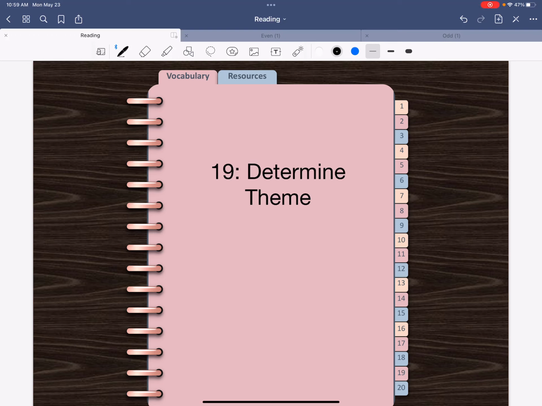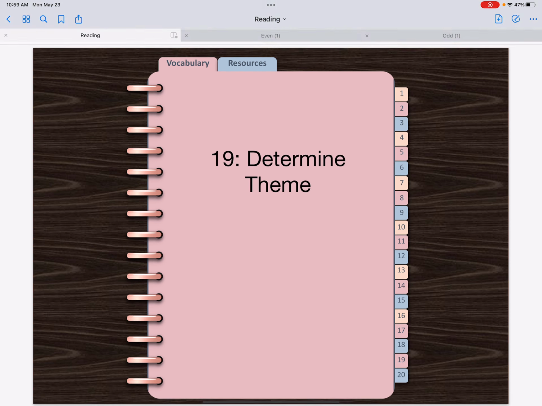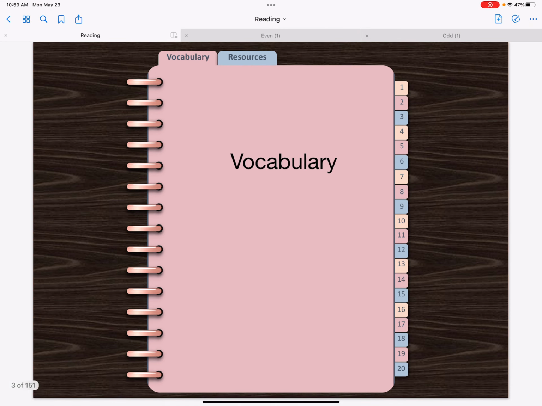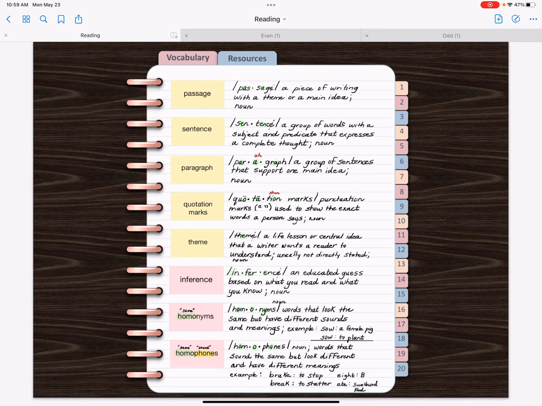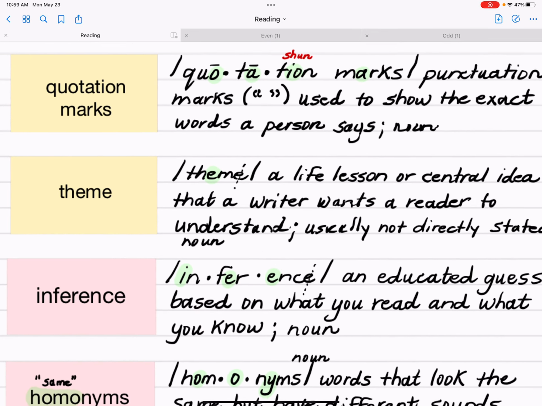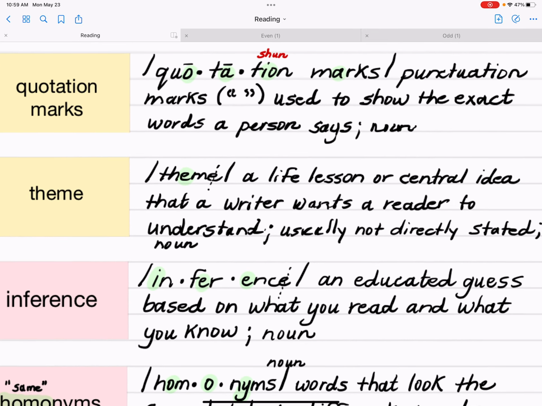In this video, we are looking at lesson 19, and this one is called Determine Theme. So I want to go back and review one of the vocabulary words. It's one of the first ones we did. The meaning of theme. Theme is a life lesson or central idea that a writer wants a reader to understand. It is usually not directly stated.